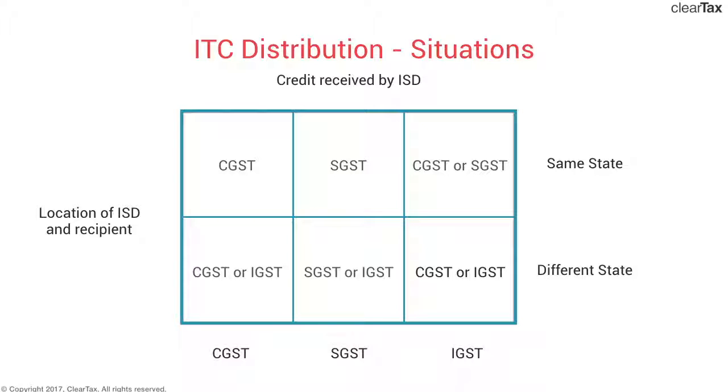Interstate attracts IGST. So if the ISD and recipient are in different states, the ISD can distribute everything as IGST, while if they are in the same state, he will not distribute anything as IGST. That's the logic that you can keep in mind, and this becomes really easy.